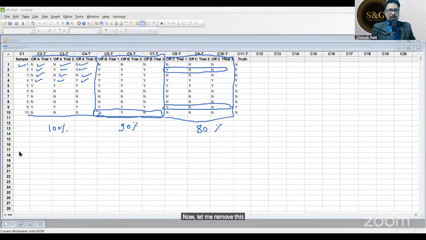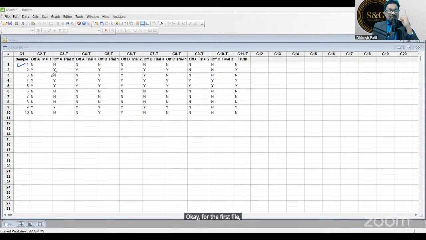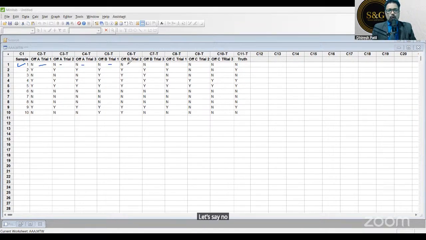Now, how do we calculate reproducibility? We have to check across the line. For the first file, even one deviation means it is not reproducible. For example, let's say no, no, no, no, no, no, no, no, no. So everybody is saying no. As of now, let's forget about truth. Truth को थोड़ा सा side में रखते हैं. I'll explain what truth is. So the first one is reproducible.